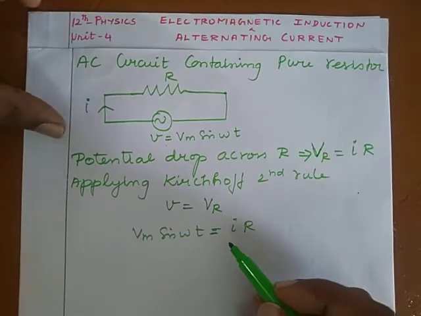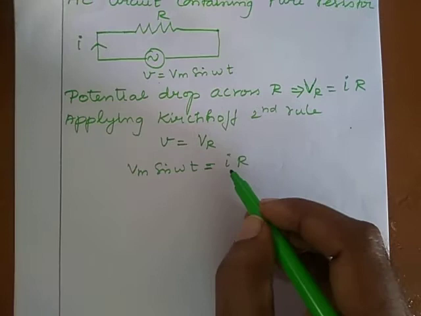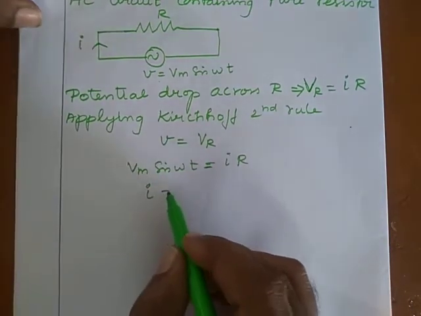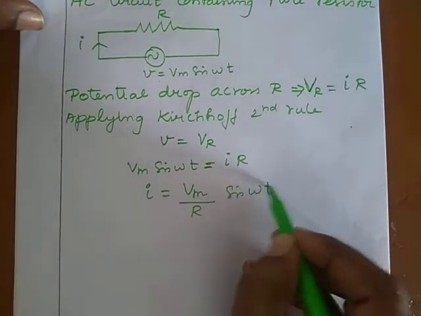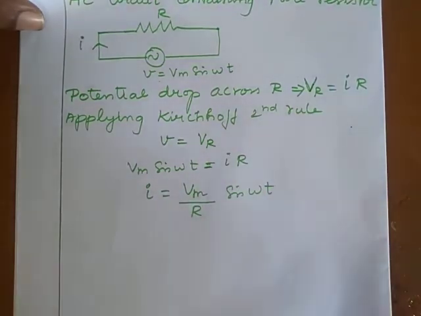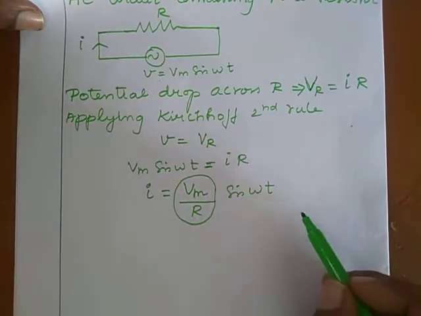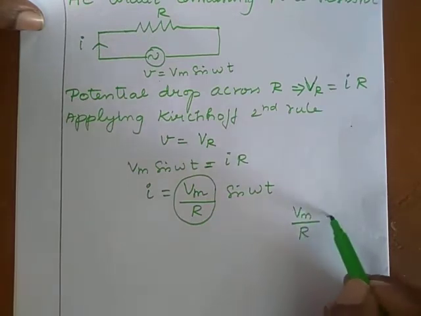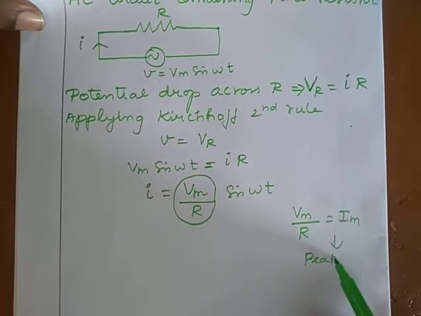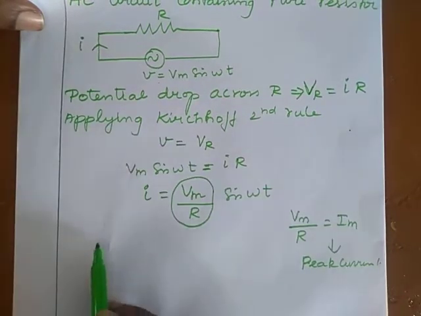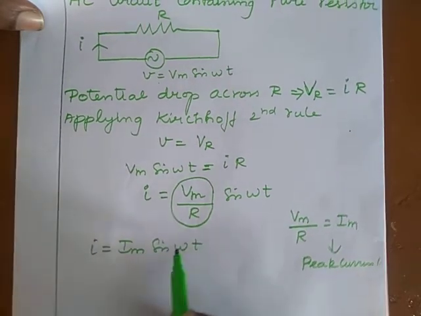Our aim is to find the phase angle between the current and voltage, so I am representing current only. I can write this as I is equal to Vm by R sin omega t. Here this Vm by R is nothing but the peak current. Vm by R is equal to Im, that is known as peak current. So the equation became I is equal to Im sin omega t.